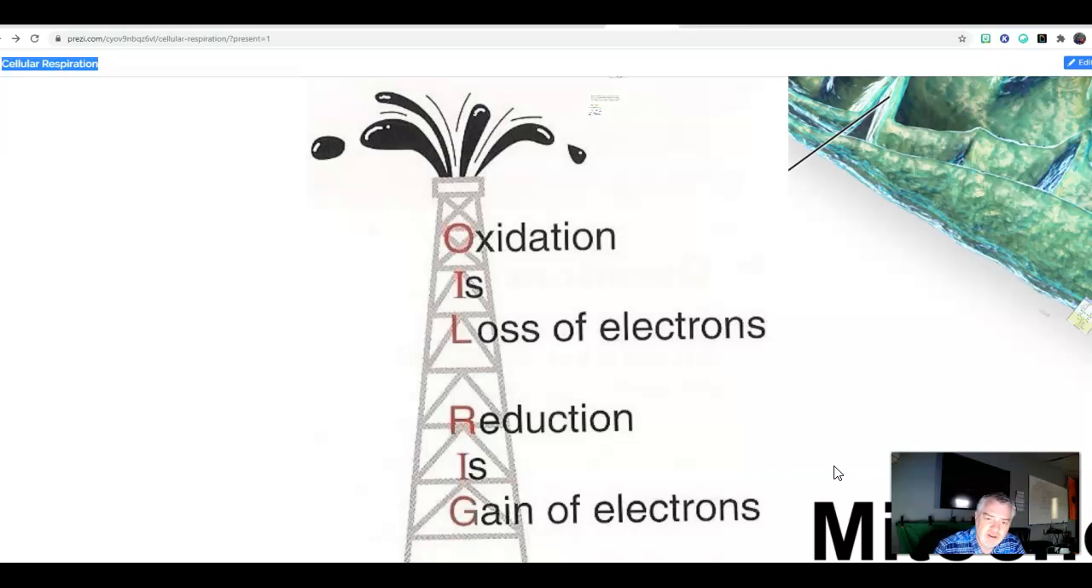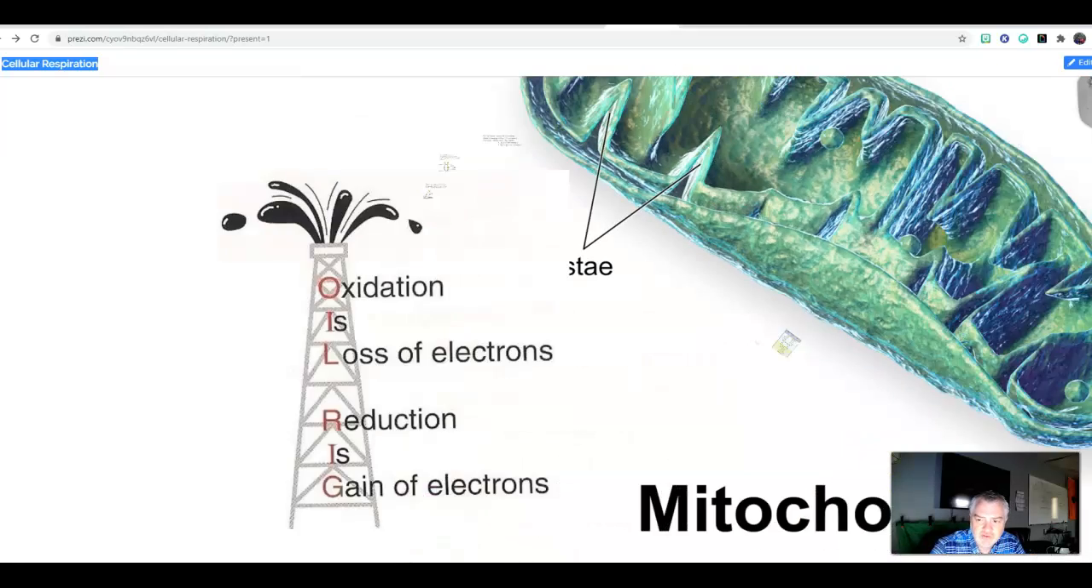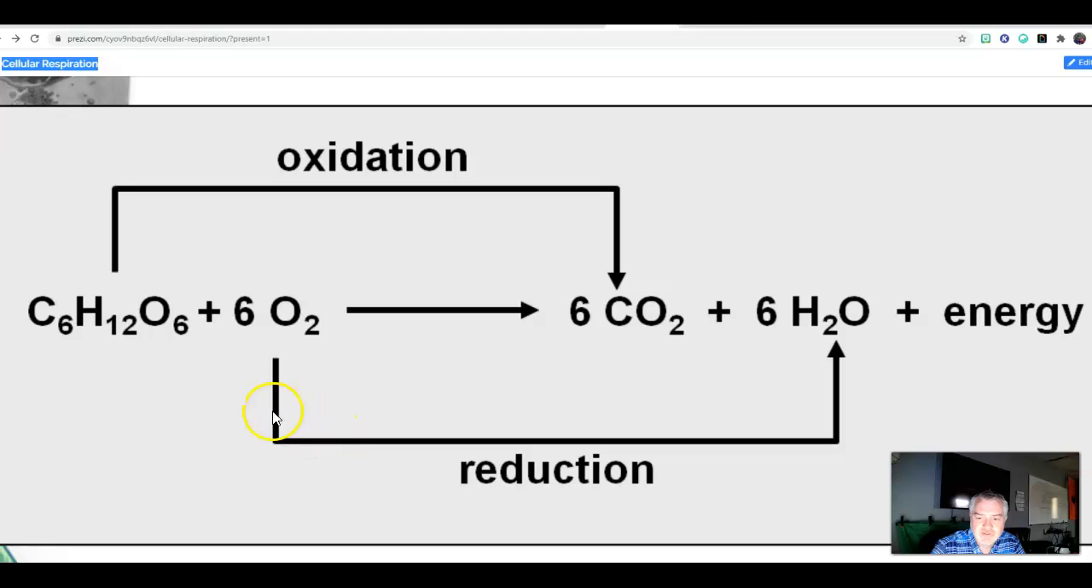Oxidation, it's the mnemonic device OIL RIG. Oxidation is loss of electrons. Reduction is the gain of electrons. So for example, we can look at this chemical equation for cellular respiration, and what I tell my class is that oftentimes we can't see the electrons being moved, but you can usually trace those electrons through hydrogens.